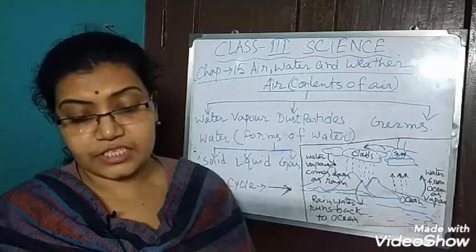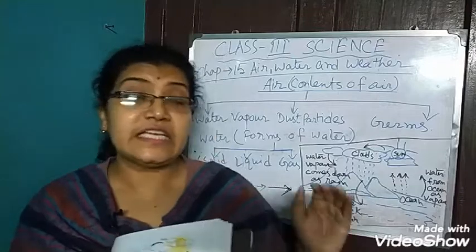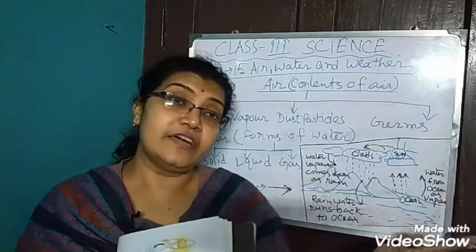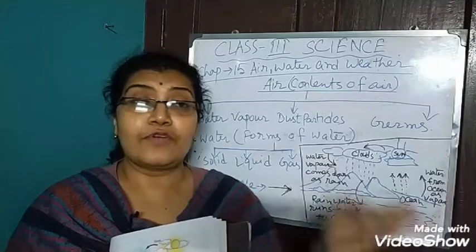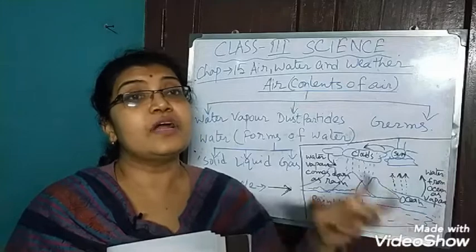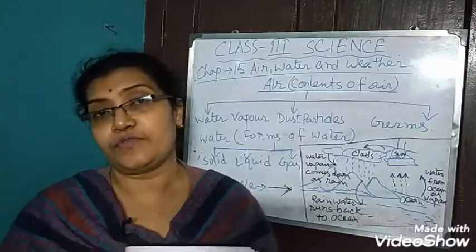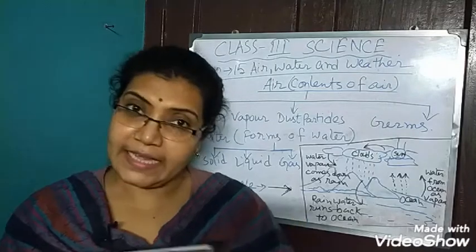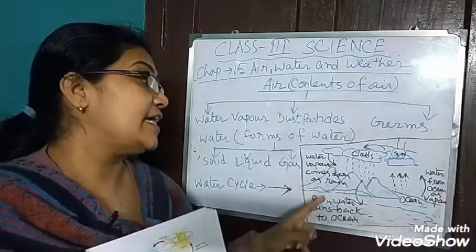It changes its form on heating or cooling. When you are heating the water, it will convert into water vapor, that means the gas form of water, from liquid to gas. And when you are cooling the water, the liquid form is converted into the solid form, ice. Clear? Now our next point is the water cycle.